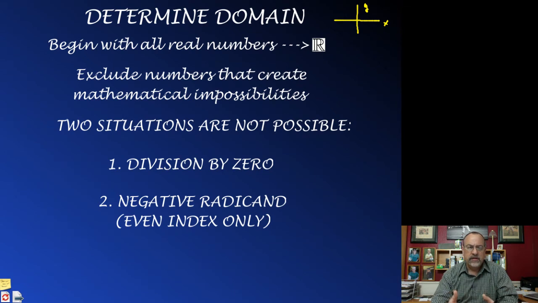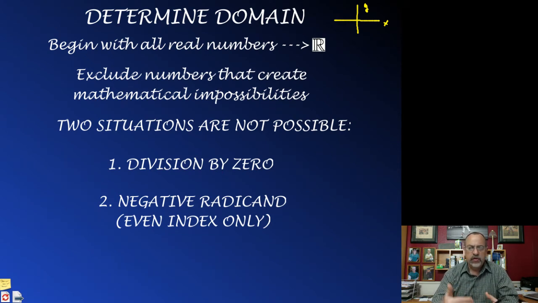The second impossibility I have to look for is a negative radicand. You remember that we cannot take square roots or fourth roots or sixth roots, or even index roots, of negative radicands. So from these real numbers, I cannot substitute into the expression any x value that's going to create a negative radicand. So I'm going to have to exclude those from my domain.